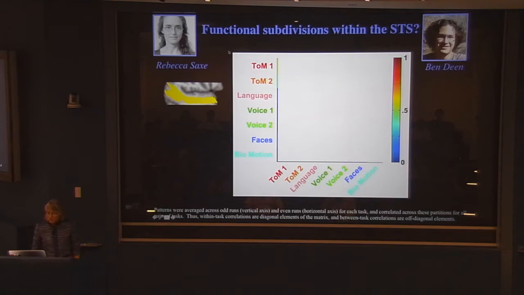So these are two different theory of mind contrasts, just two different paradigms. Then Fedorenko's language contrast, and two different ways to look at voice processing. Pascal Belin has been doing a whole series of studies arguing that you get responses in the superior temporal sulcus when you listen to human voices. He argues that that response is not about speech per se, because the same region responds when you hear non-speech vocalizations, like crying and sighing and laughing.